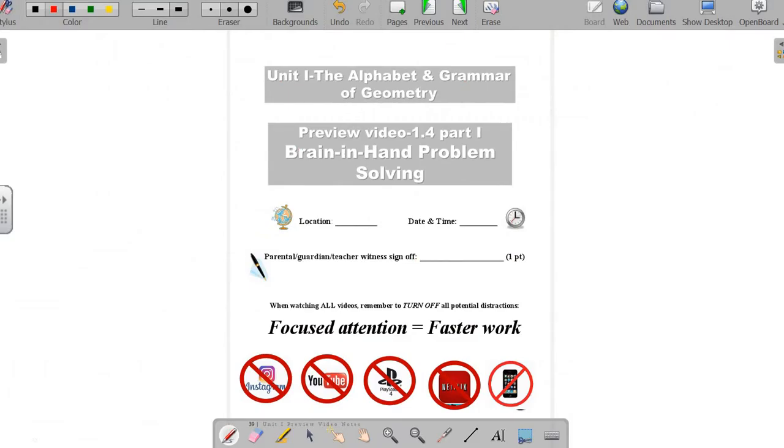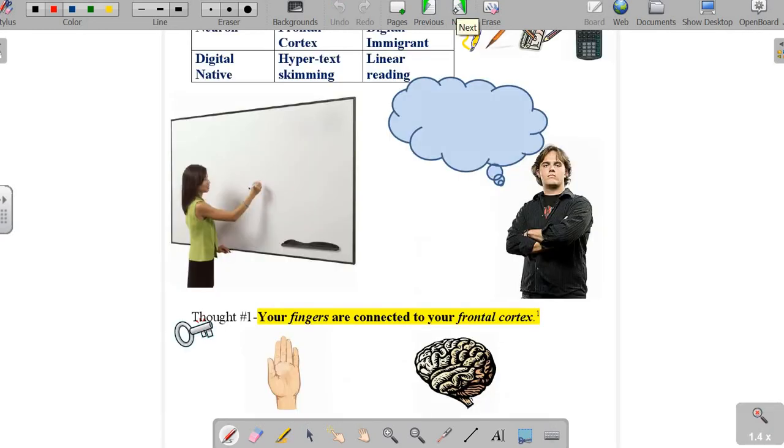Taking a look here, you want a location, a date, and the time that you are watching this video, as well as a parental sign-off affirming that you did this watching the video versus copying.